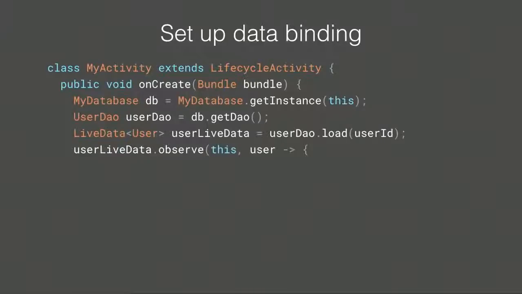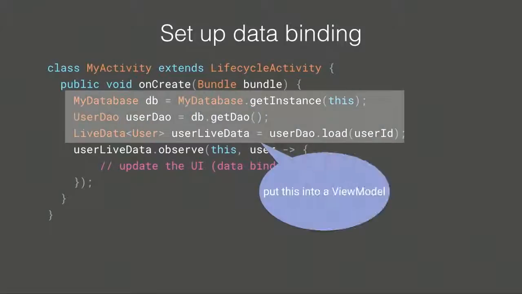And now we are going to use the observe method on this live data object, passing two parameters. The first parameter is the reference to the lifecycle owner. This is our activity. And the second parameter is the callback that is going to be invoked by Room at runtime every time this user information changes in the database, on the first load or on the subsequent updates.